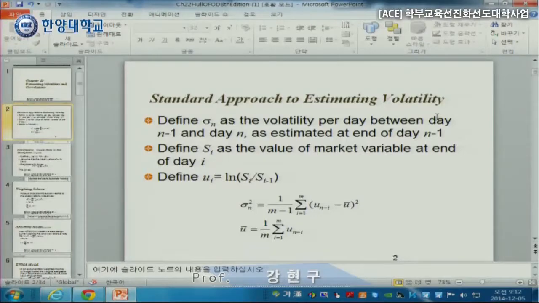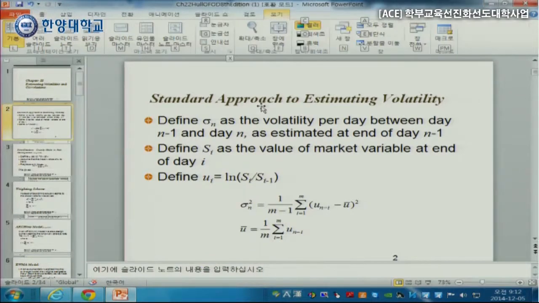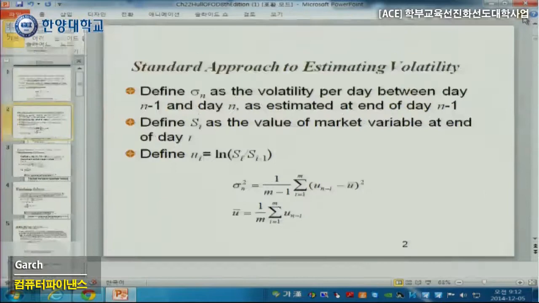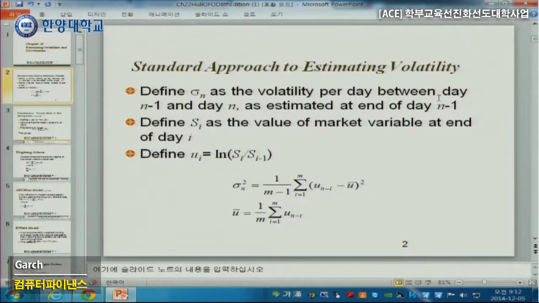Today we're going to run a volatility model. Suppose we define sigma n as the volatility per day between day n minus 1 and n, as estimated at the end of day n minus 1.